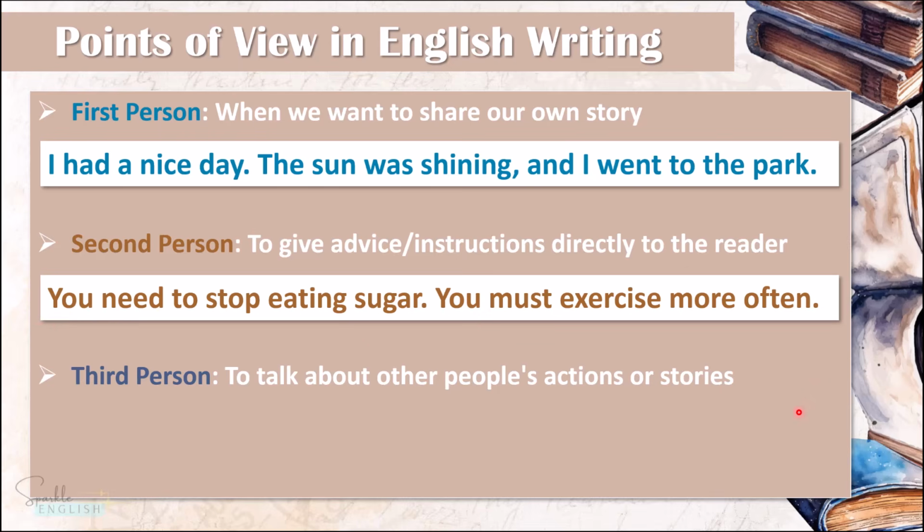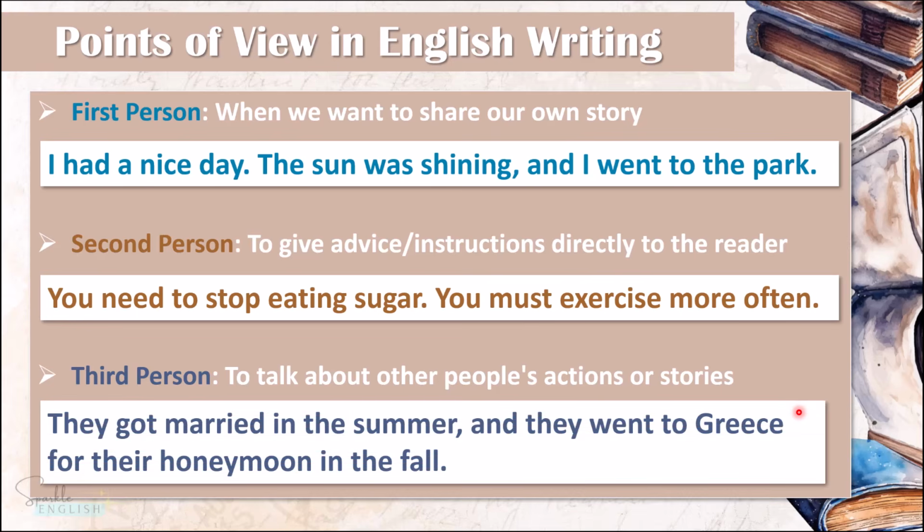An example of the third person point of view: "They got married in the summer and they went to Greece for their honeymoon in the fall." You can see the pronouns they and their. Imagine this was an excerpt of a book. We're talking about other people and sharing their story from a point of view that's not our own.